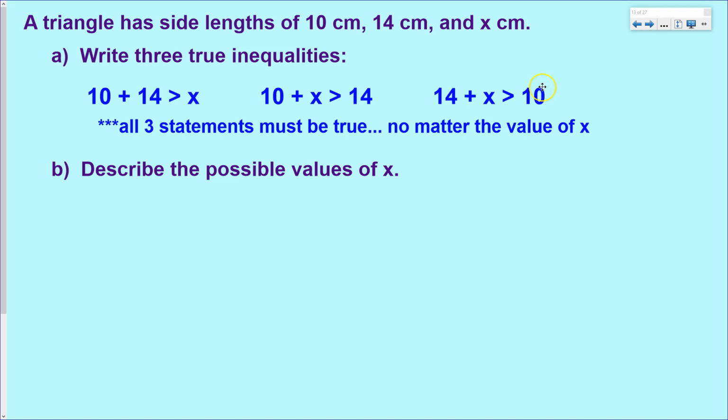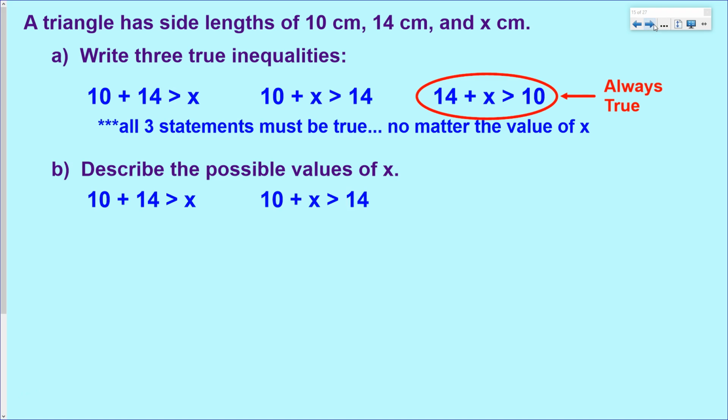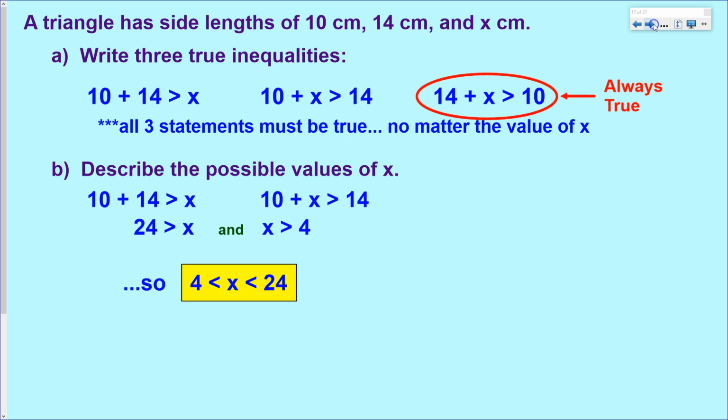The second thing you might see is this last one right here, in that you have 14 plus x must be greater than 10. Well, that's kind of special because that's always true. 14 is already bigger than 10, and if you add anything to it, it's going to be bigger than 10. Okay, so from there, solve the remaining two like that.